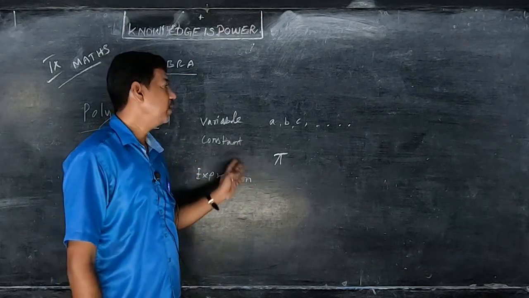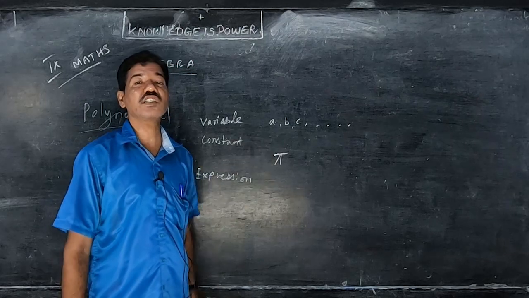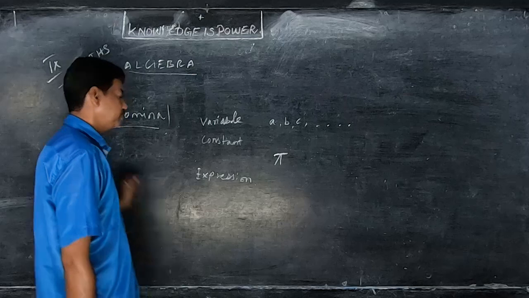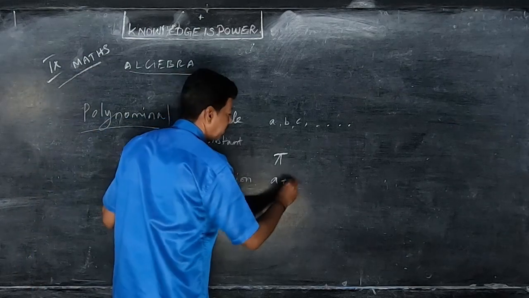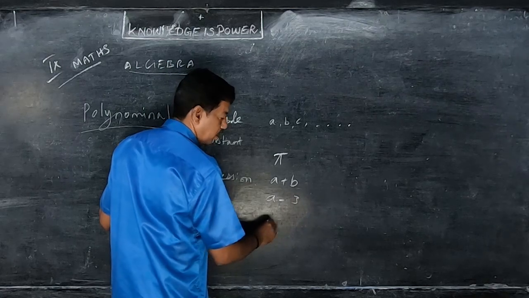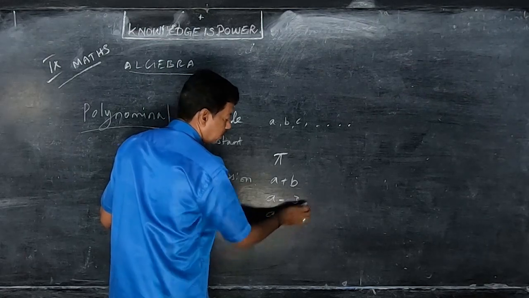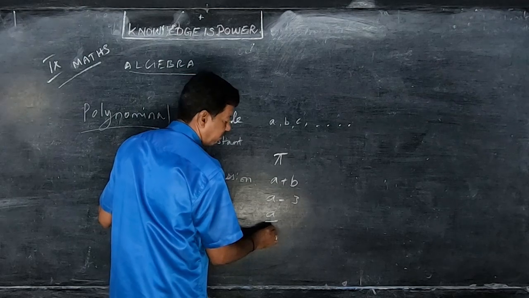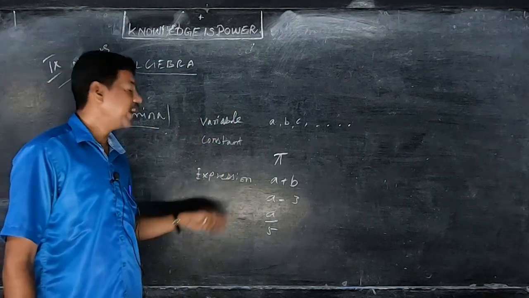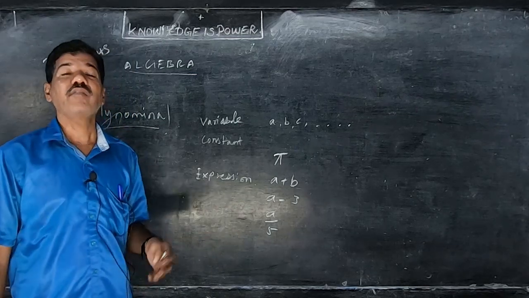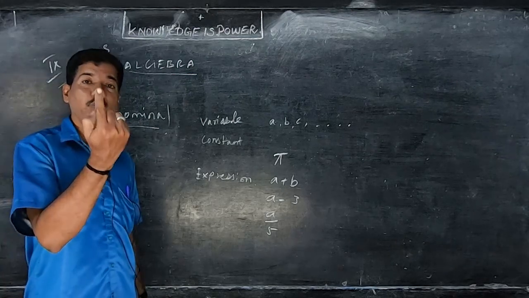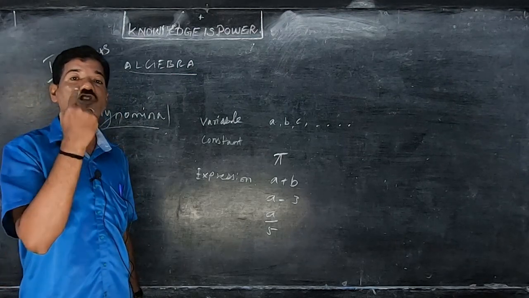The value combined from two or more things is called an expression. For example a plus b, a minus 3, a divided by 5. These are all called expressions. When there is an expression, we can call it a polynomial. Maybe it consists of one term, it is called a monomial.